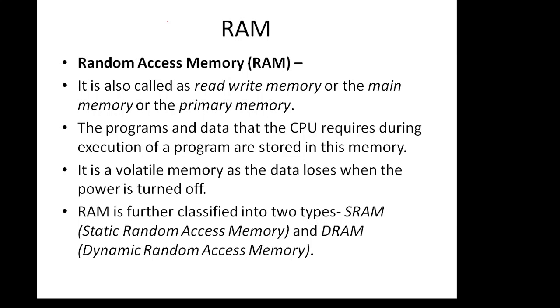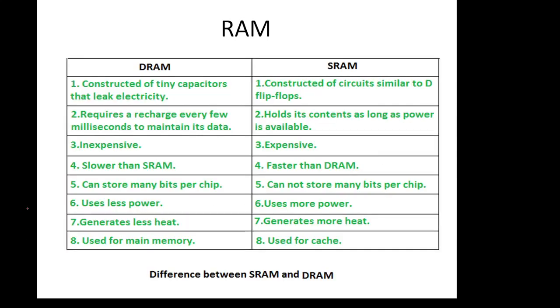This RAM contains multiplexing and demultiplexing circuitry inside it. Why? Because to connect the data lines to the address storage, we need those multiplexing and demultiplexing lines. It is a volatile memory as the data is lost when the power is turned off. This is all we know. This RAM is further classified into SRAM and DRAM. SRAM means static RAM, and DRAM means dynamic RAM.